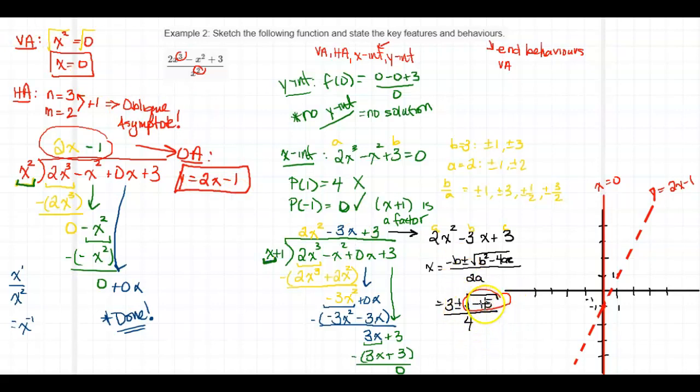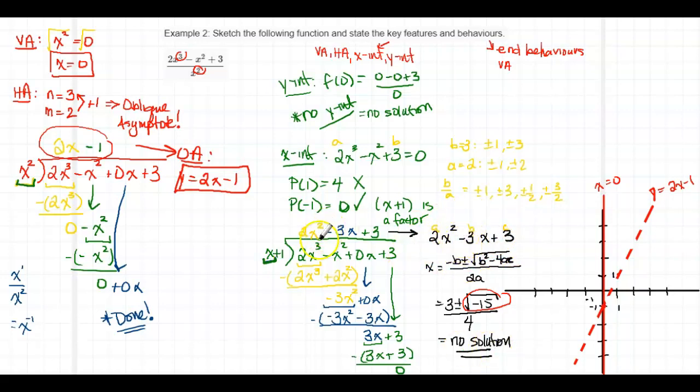I can't square root a negative. So, if that's not possible, that means this is not possible. So there is no solution here either. So that means I can't factor this. So if I can't factor this, that means this will not give me any x-intercepts because I can't factor it.